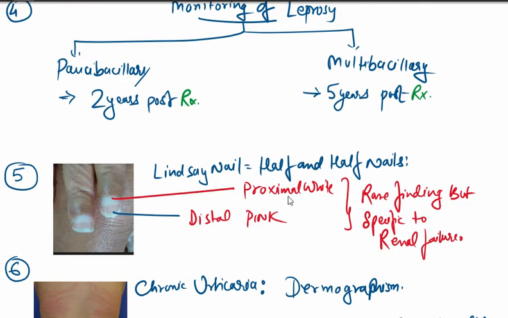Next is the monitoring of leprosy. We have two types of leprosy, paucibacillary and multibacillary leprosy. Paucibacillary leprosy has to be followed till 2 years post treatment, and multibacillary leprosy till 5 years post complete treatment.